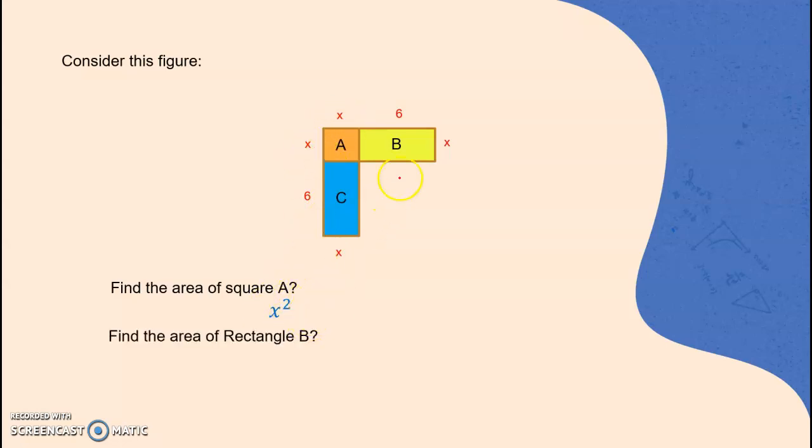Next, what about the area of the yellow rectangle B? So, basically, length times width lang yung rectangle. So, 6 times x, which is 6x, or x times 6, that is 6x. And then find the area of rectangle C. So the blue rectangle C, 6 times x again, so 6x. So yan, these are the areas.